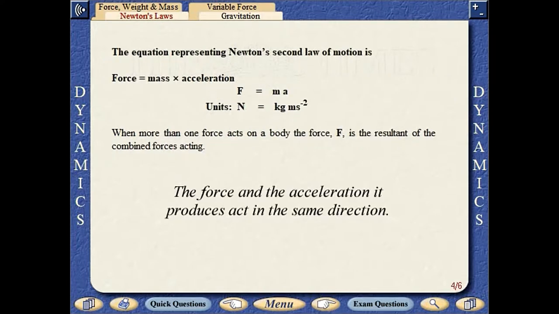The equation representing Newton's second law of motion is force equals mass times acceleration. When more than one force acts on a body, the force F is the resultant of the combined forces acting. The force and the acceleration it produces act in the same direction. A constant force applied to a body of constant mass produces a constant acceleration.